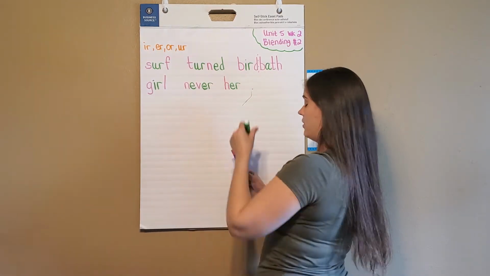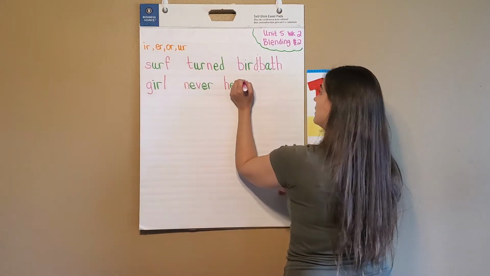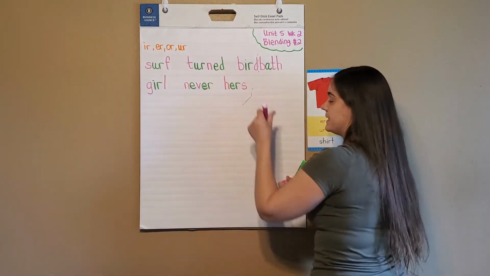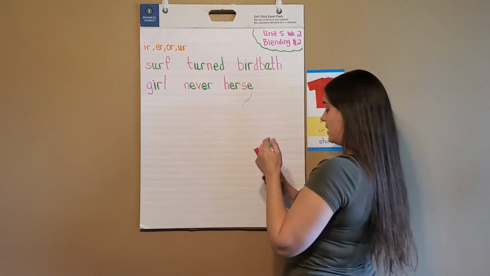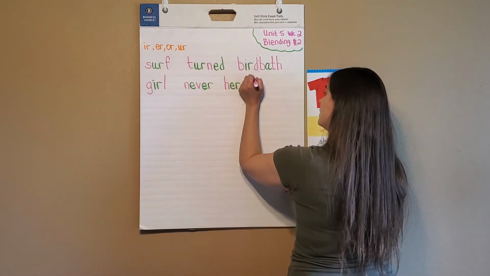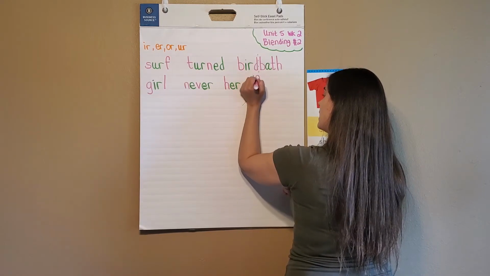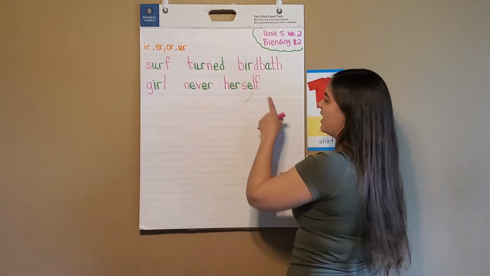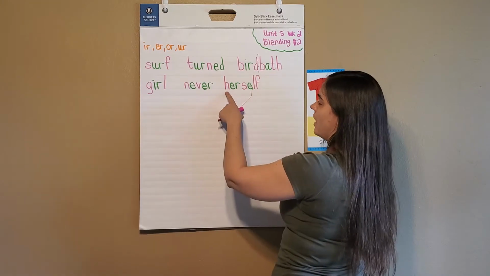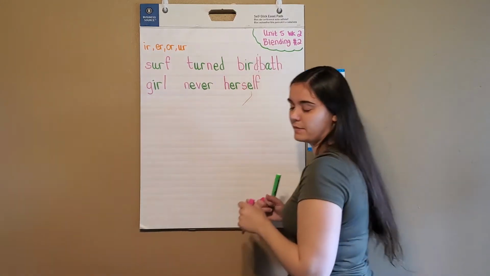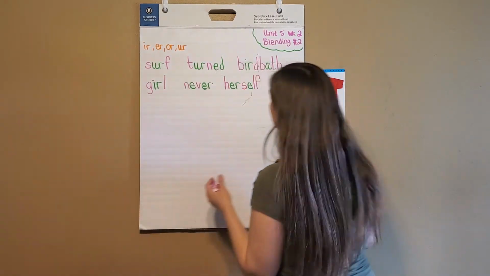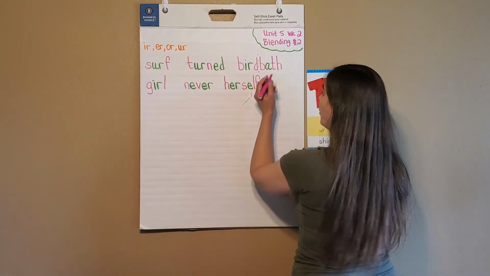Next word, herself. So that is ha. ER will say the sound, short E, and LF will come together to say ulf. So ha, ulf, herself.